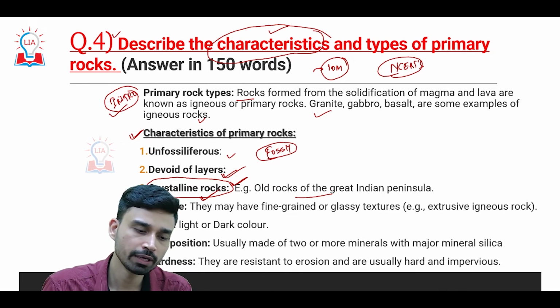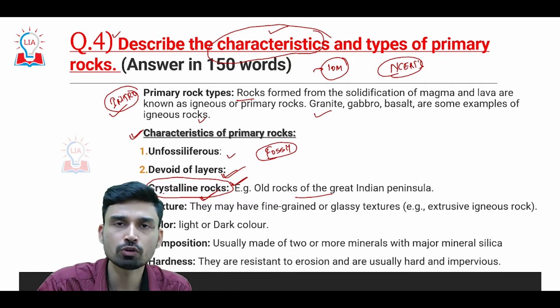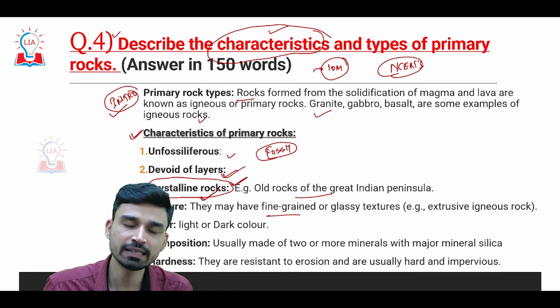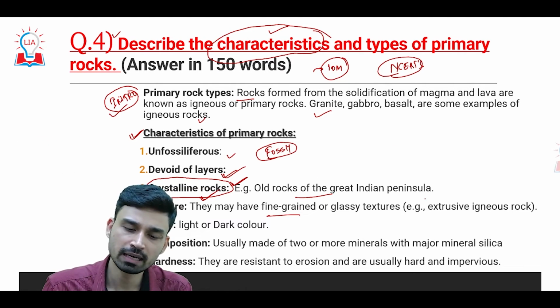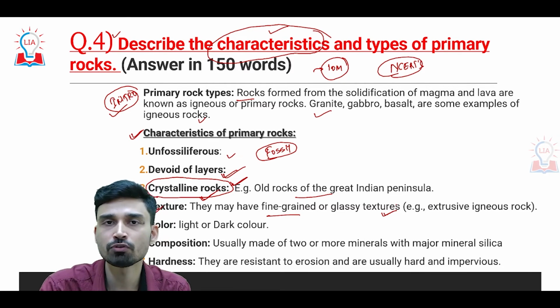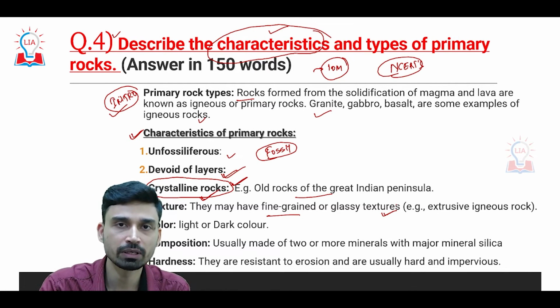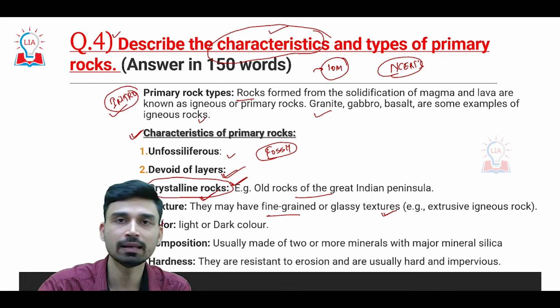Fourth, we can talk about the texture, that is, the appearance of these rocks. These have a fine grained or glassy texture. Glassy texture is basically because of the presence of a high amount of silica in these rocks. Fifth, the color can be light or dark.